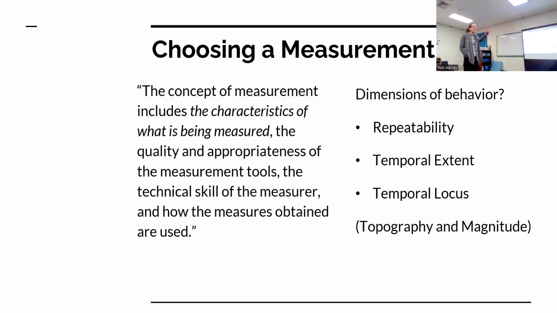This is very complicated, right? It includes a whole bunch of different dimensions, but when thinking about how we're going to measure a behavior, we want to look at the dimensions of behavior. They point us to what the relevant dimension of this behavior is that I want to change, and that points us in the right direction of what we should choose. The dimensions of behavior that are relevant here: repeatability, temporal extent, which is how long it is happening, duration, or temporal locus. Every behavior has these. Temporal locus is just when in time it happens, and then we'll also return to topography and magnitude and talk about those.